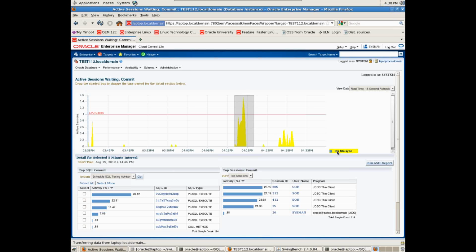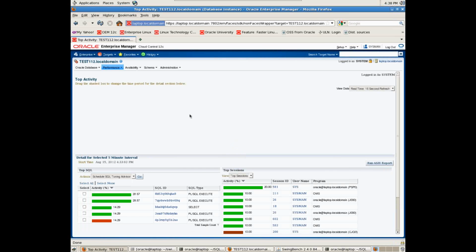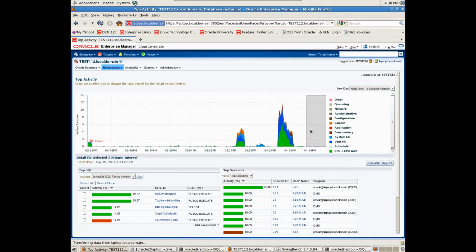So basically we're waiting for commits to complete so the log file information is written to the online redo log files. I can see for that particular period of time that the commit class was a significant part of the time consumption, the activity profile. Maybe 25%, something like that.